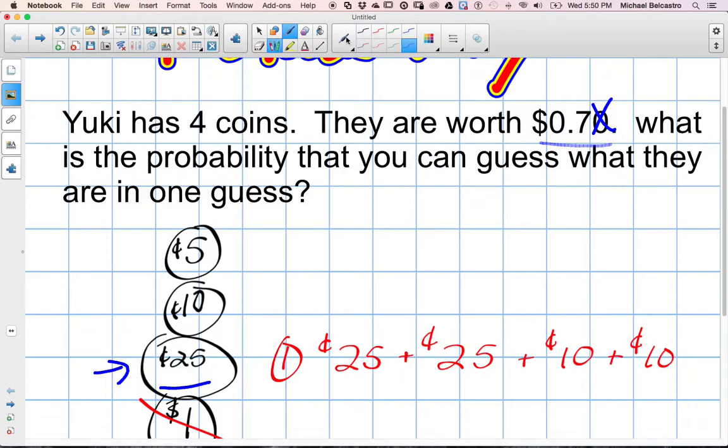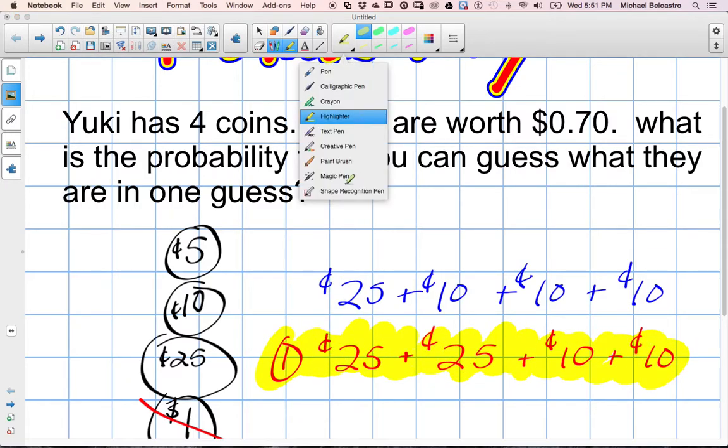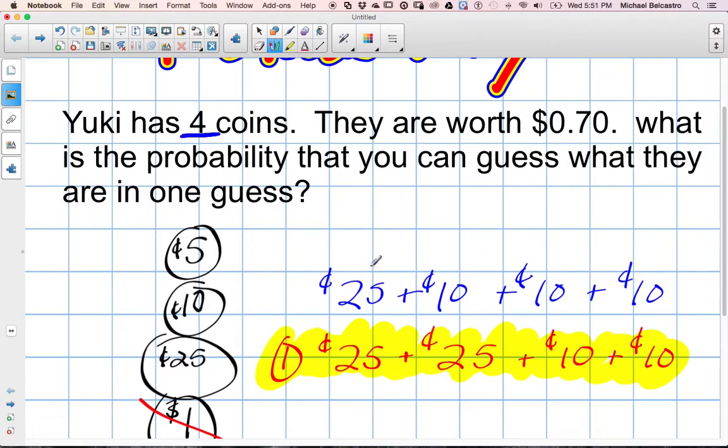If we do 1 quarter, what's the next biggest coin? 10. Let's add 3 dimes to see where we get. 35, 45, 55. So we can't actually reach it. There's actually not another option; there really is only one option here. Technically, you could use a bunch of 5-cent coins, but we only have 4 coins. So with 4 coins, as long as you understand how to add, you have a 1 in 1 chance. You have a 100% chance of getting it.